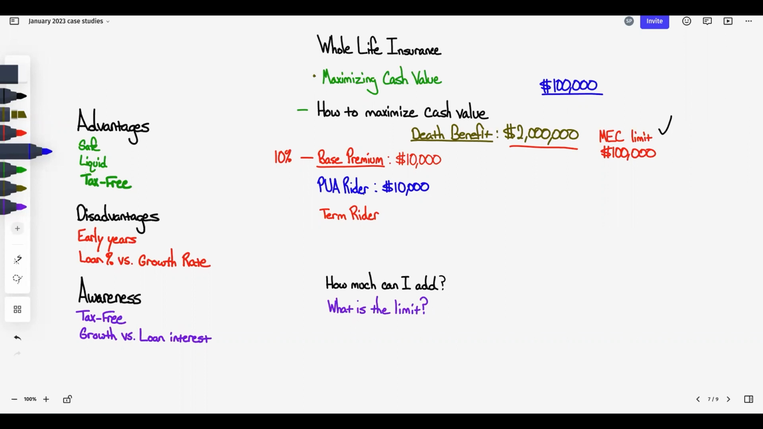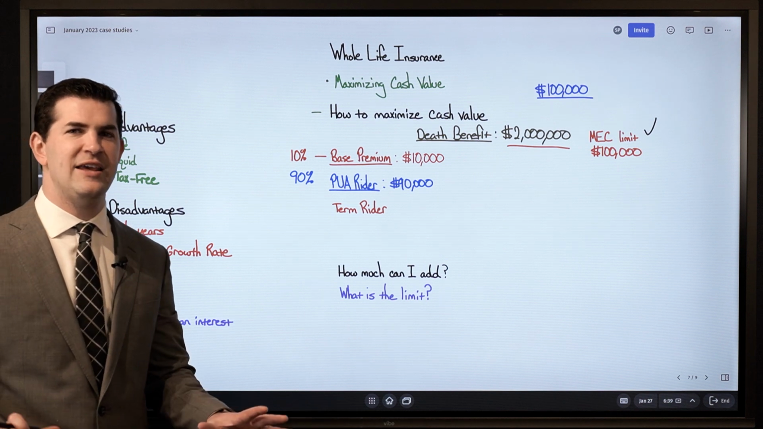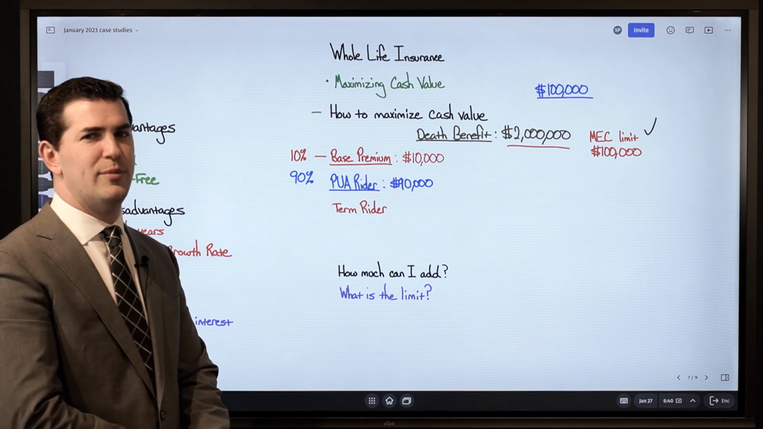So here we go. $100K per year is your max. This is what we want to do. 10% base premium, 90% PUA. Now all of a sudden, you've got a max cash value policy. Would there be an issue with this from anything that we've gone over in this training so far? There would be.